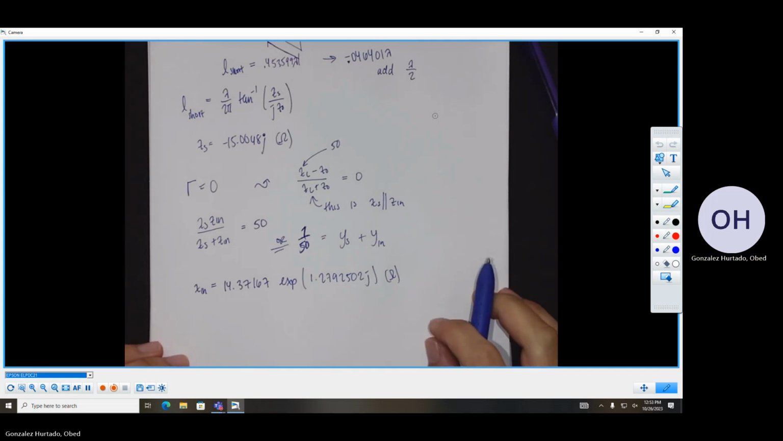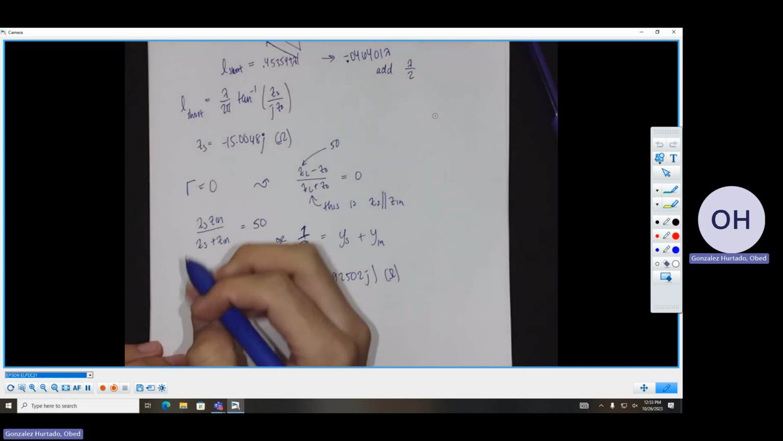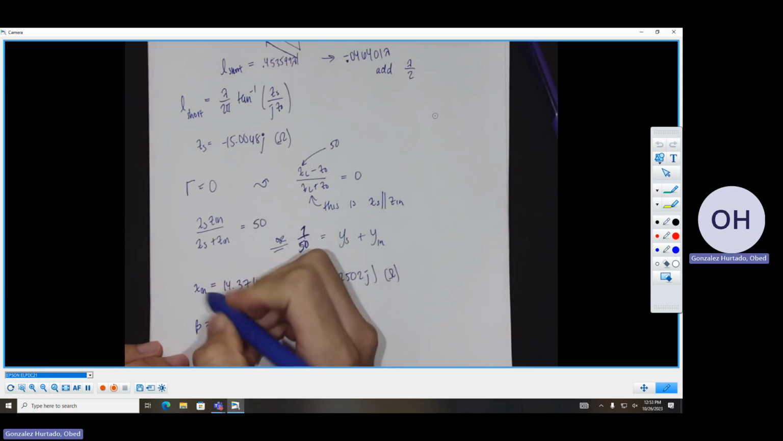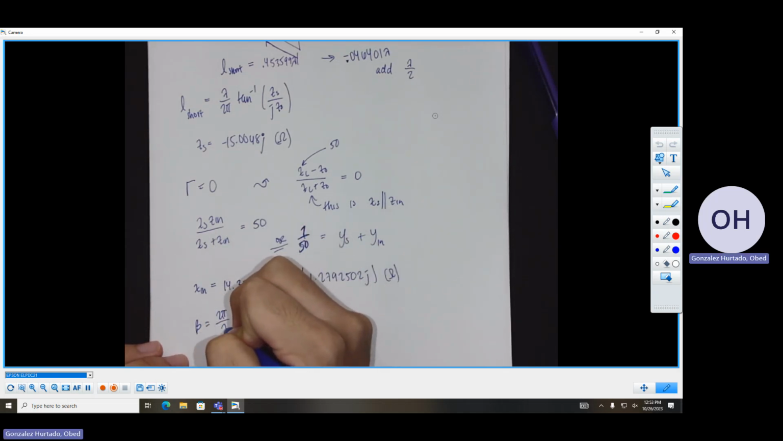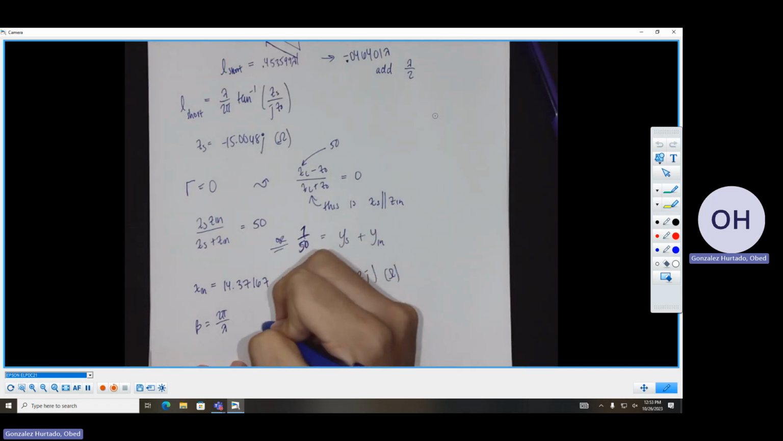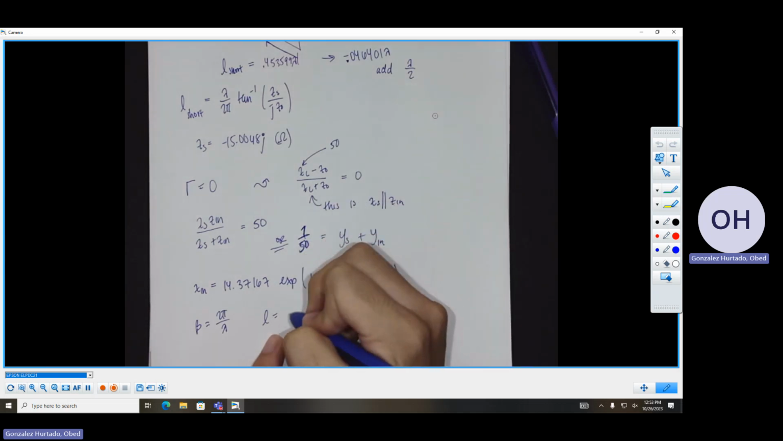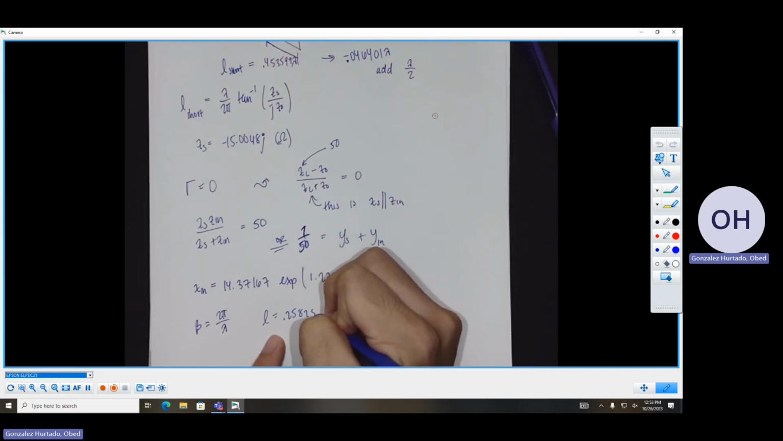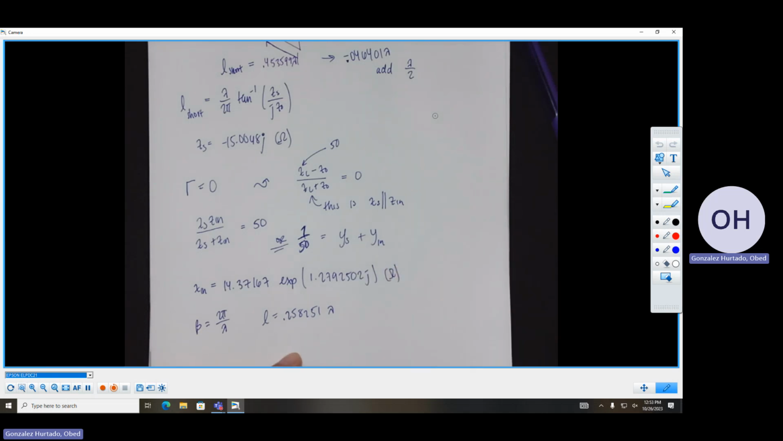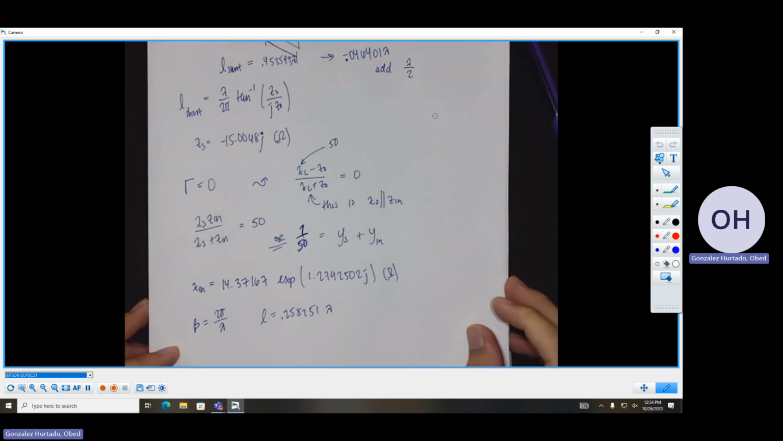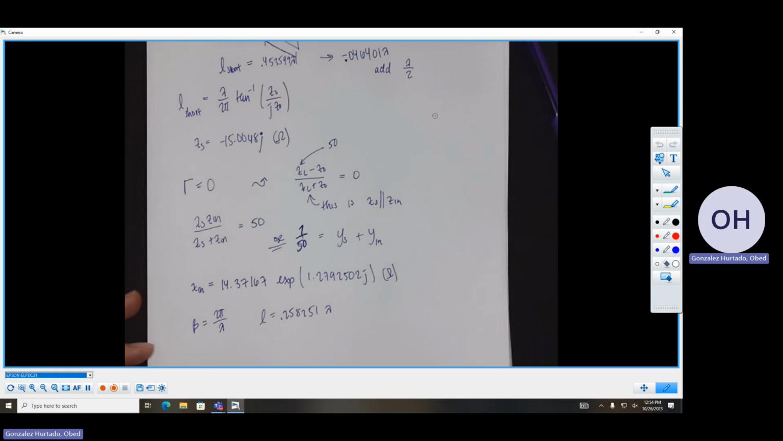From here, we're going to need our beta, which we know is 2 pi over lambda. And the length that we will be using for our Zn equation will be 0.258251 wavelengths. Now where's our lovely equation? I can never seem to remember.